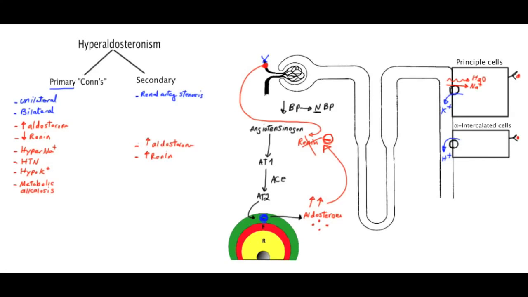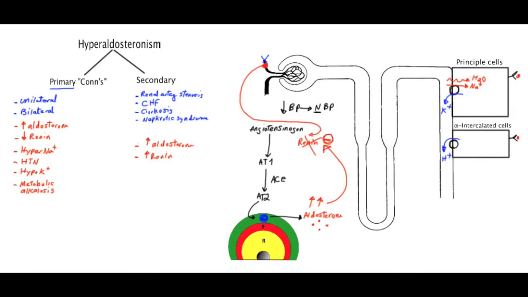Some other causes for secondary hyperaldosteronism are congestive heart failure. Now if the heart is failing at pumping out blood, this means that there's going to be less blood getting into the kidney. Kidney is going to think low blood pressure, so again, it's going to secrete lots of renin, which is going to lead to increased aldosterone production. Another reason could be due to cirrhosis and also nephrotic syndromes.